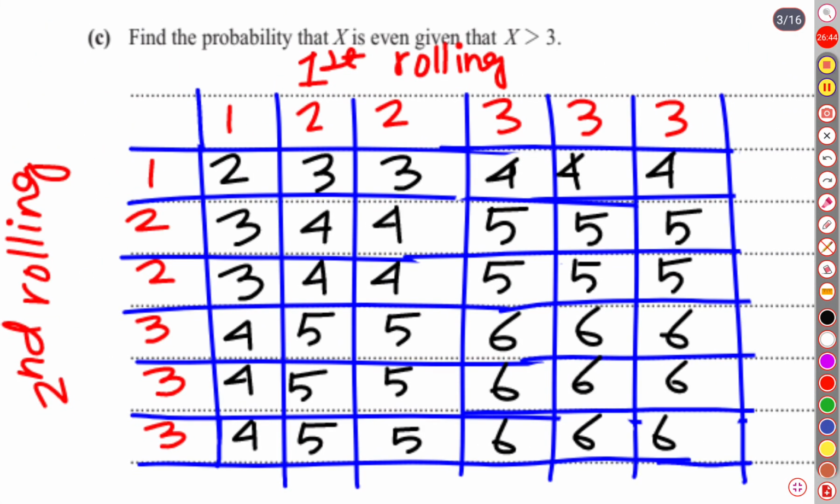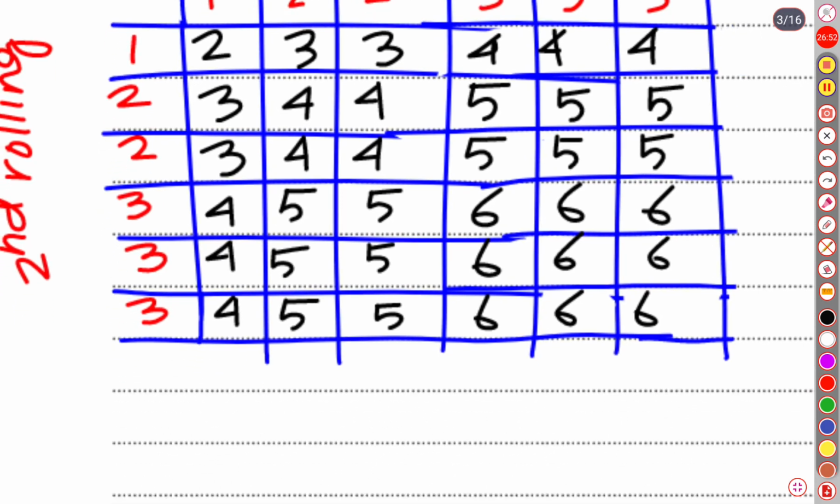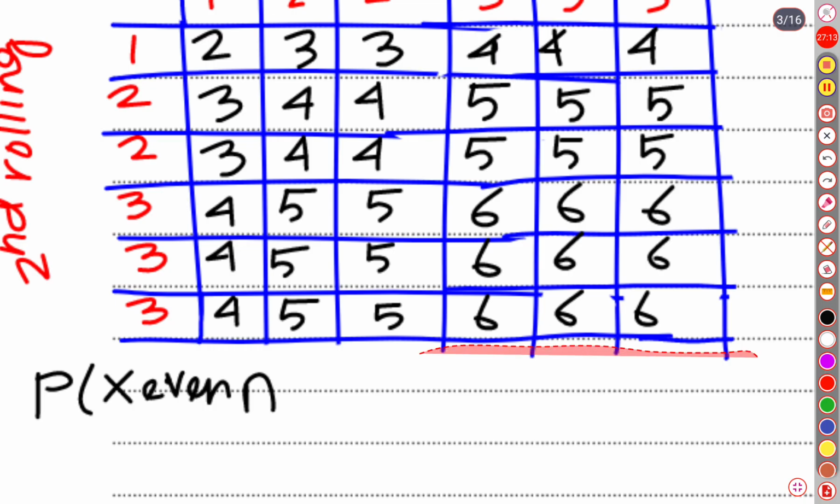The question told us to find the probability that x is even given that x is greater than 3. So let us write the probability of x is even. And for and, remember we will use the intersection symbol. Even and greater than, x is even as well as x is greater than 3.